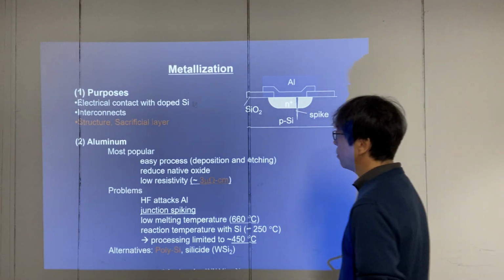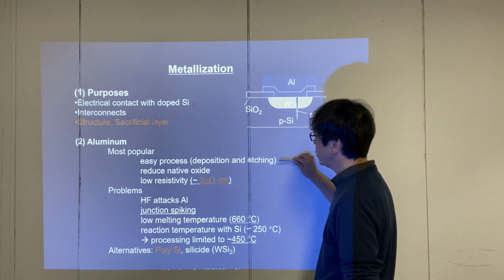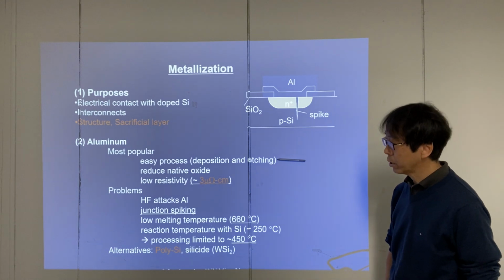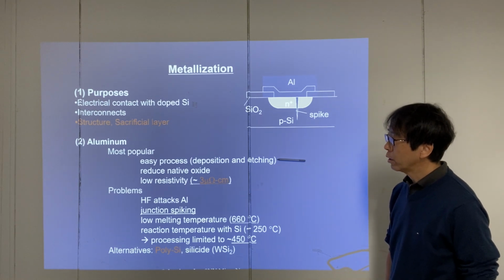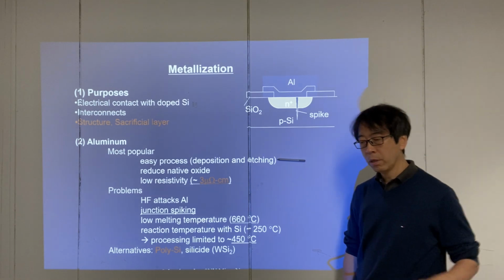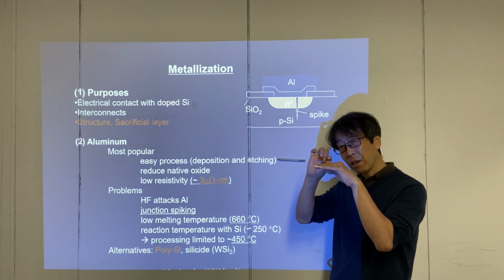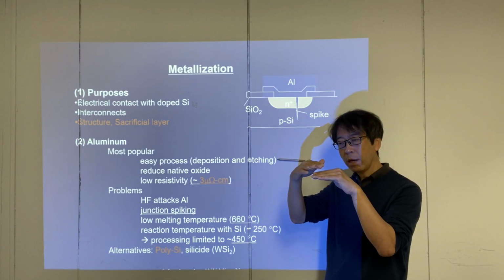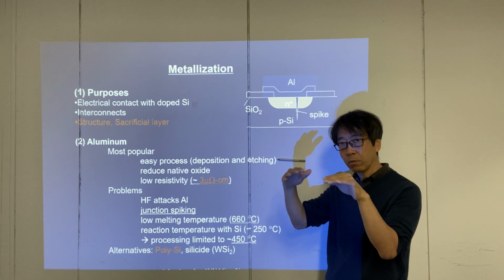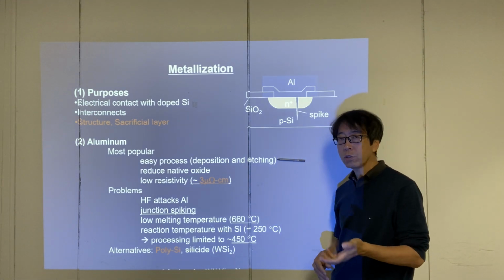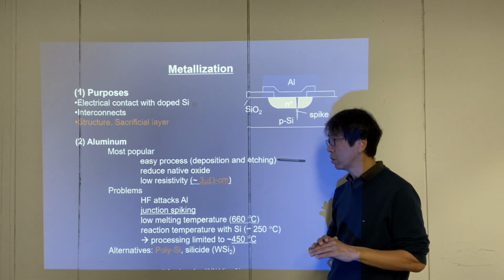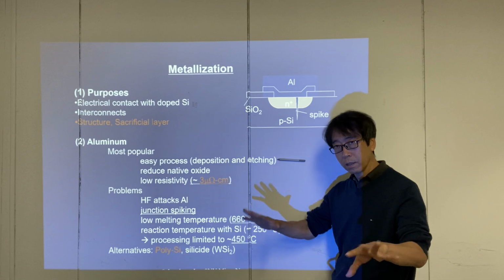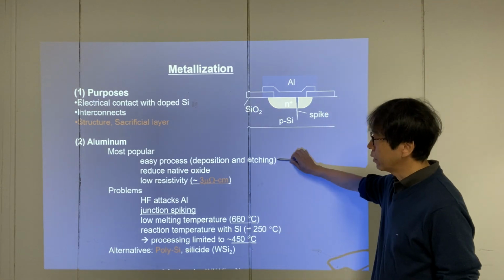Aluminum is the most popular material because it is easy to deposit and easy to etch. Furthermore, it can reduce the native oxide. Remember, on top of silicon there's a very thin layer of oxide, right? If you just deposit metals, this native oxide has to be removed. Of course, you can etch it away first, but there might still be something remaining. But if you deposit aluminum, it will automatically remove this oxide. That's the beauty of it.